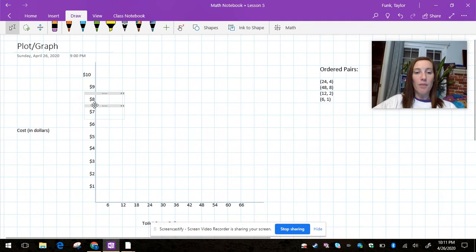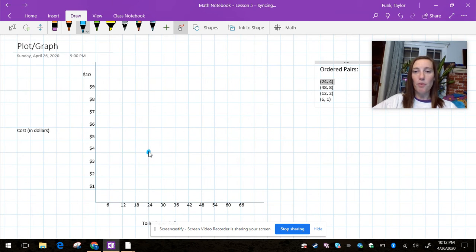So I want to mark a point at 24, 4. So over 24, up 4. And what do you want to bet that I forgot to hit my button? Yep. Okay, so 24, 4, plotting 1 point there. My next point is 48, 8. My next point is 12, 2.